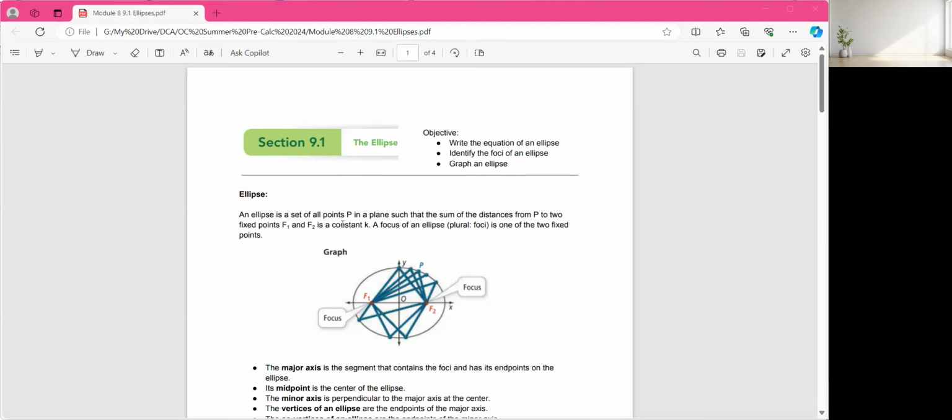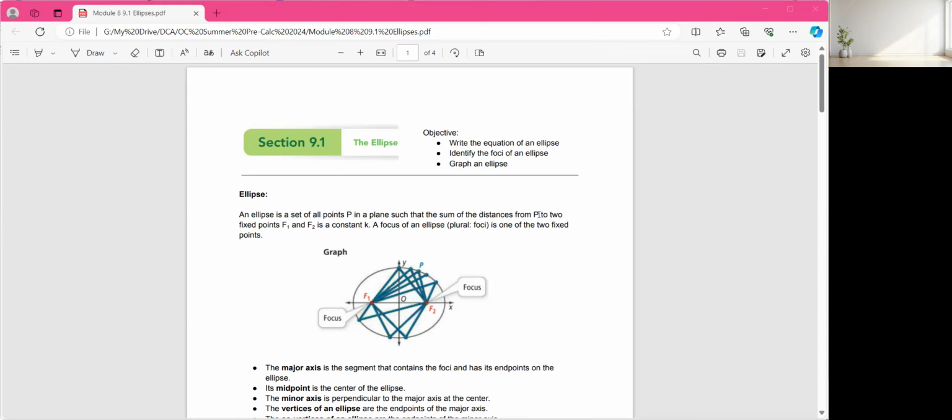An ellipse is a set of all points P in a plane such that the sum of the distances from P to two fixed points F1 and F2 is a constant K. A focus of an ellipse, and you'll hear me say foci, is one of the two fixed points. So you can see we've got points all around this shape, just as examples. An ellipse is like an egg shape, an oval shape, kind of like a squished circle.